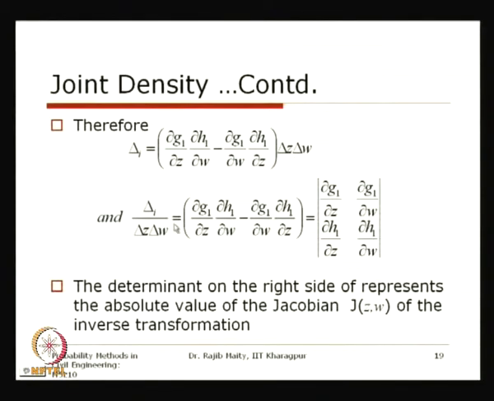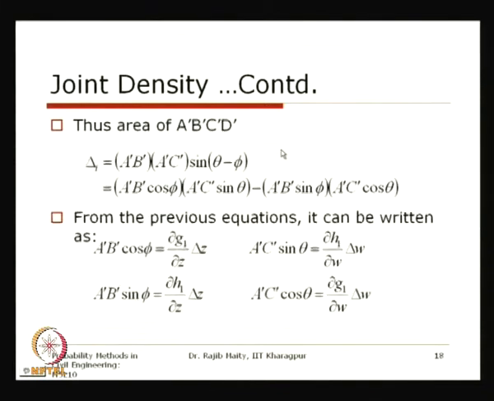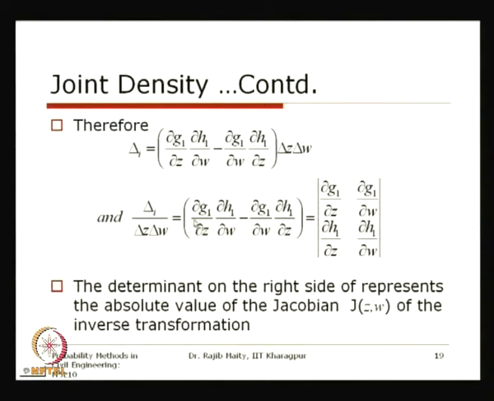We got this form. Now what we are interested in is delta I by delta z delta w. So this is the point that we got here, and this one we just want to obtain. This expression can now be defined as this will be cancelled, and dou G1, which is the inverse function of G, dou G1 by dou z, dou H1 by dou w, minus dou G1 by dou w, dou H1 by dou z. Now this can also be expressed as the determinant of the matrix: this multiplied by this minus this multiplied by this.